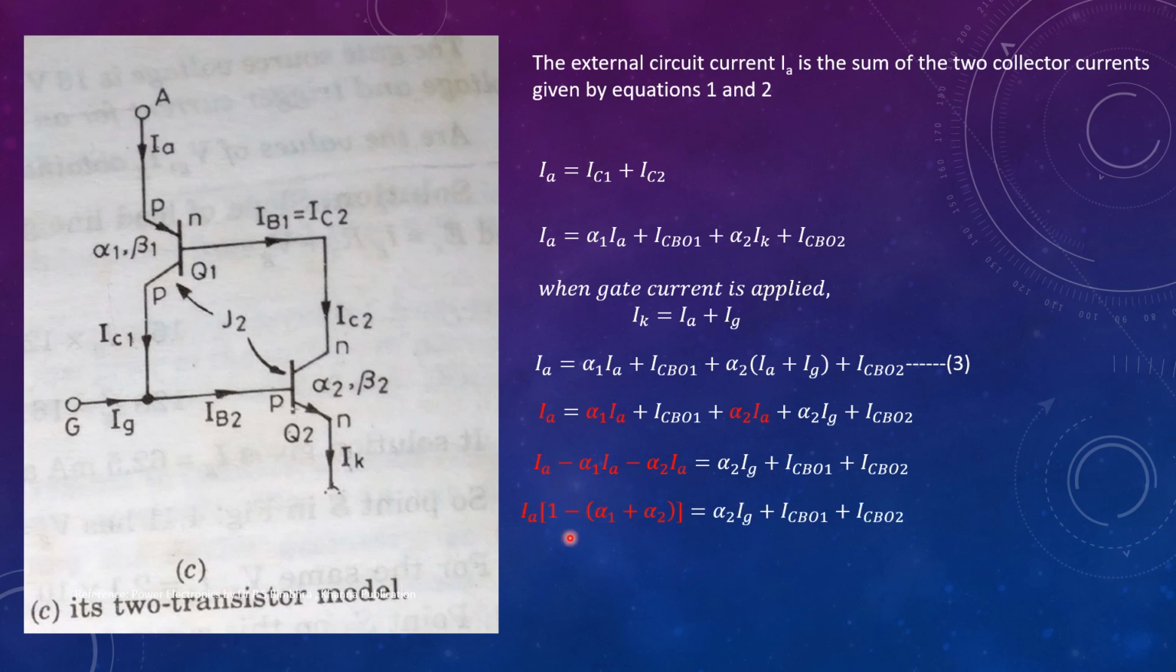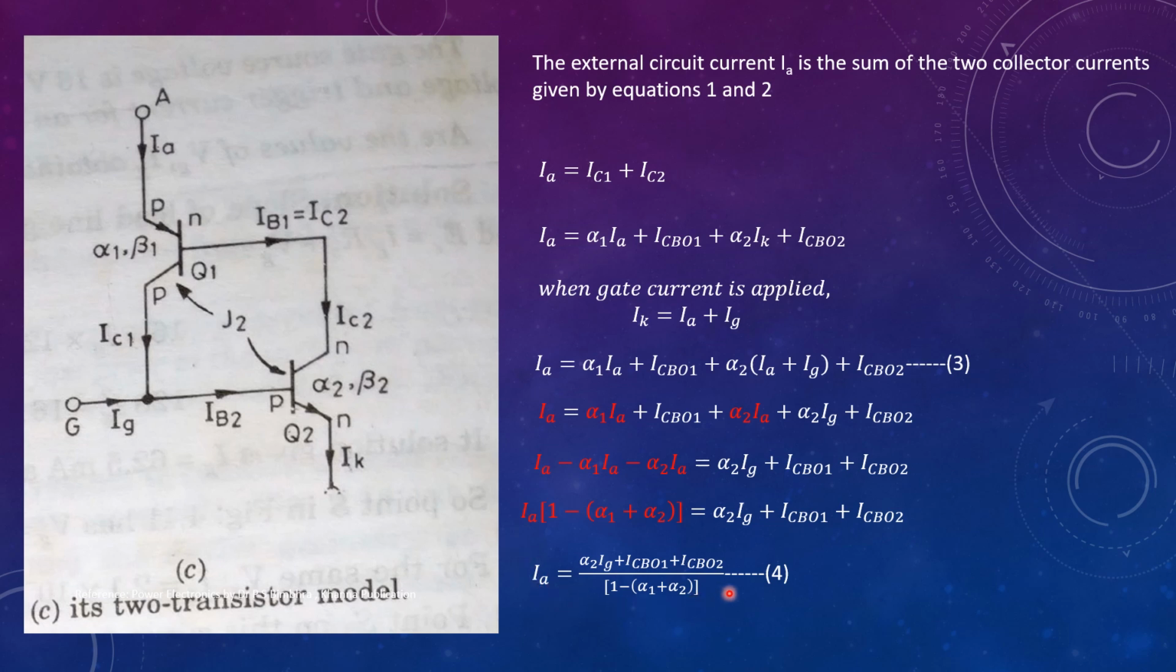Rearranging the left side of the equation, we will have IA into 1 minus alpha 1 plus alpha 2 is equal to alpha 2 IG plus ICBO1 plus ICBO2. Again, rearranging this equation to get an equation for anode current IA, we have anode current IA equal to alpha 2 IG plus ICBO1 plus ICBO2 divided by 1 minus alpha 1 plus alpha 2.